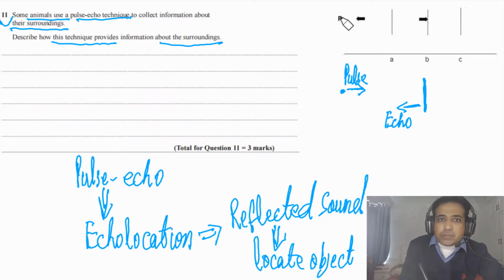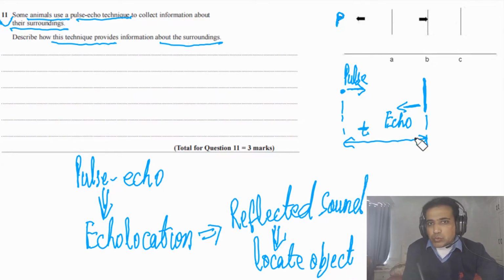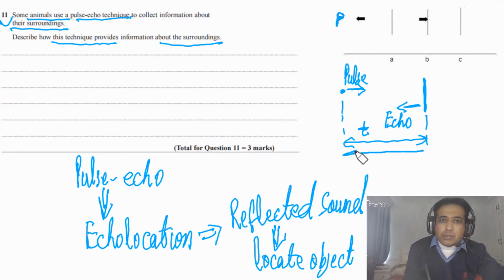You can also see here, in this case, this is our source. It will emit ultrasound waves. They will go this way, hit the boundary and come back. There will be reflection. Let's say the time taken between these two is t: the time from the animal to the boundary and the time from the boundary back to the animal. And if the distance between the animal and the wall is d, we can find the distance d.